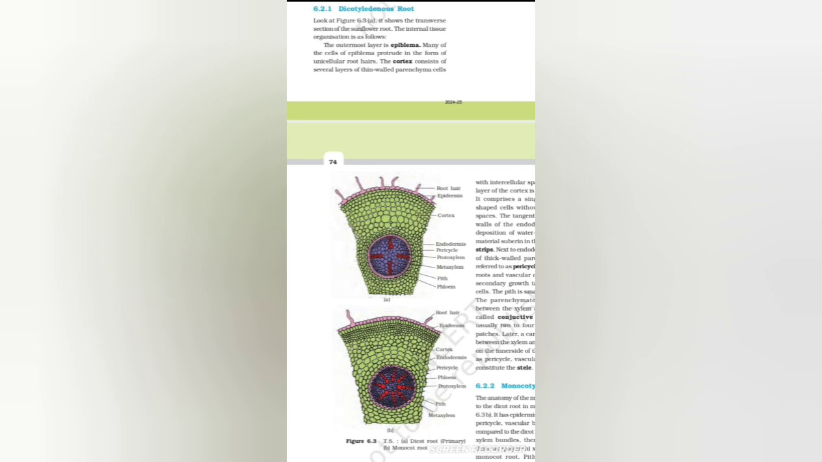Epiblema means the epidermis which is seen in the root system is termed as epiblema. It's an imperfect epidermis. Many of the cells of the epiblema or the epidermis protrude in the form of unicellular hairs. So there is the presence of unicellular root hairs. These root hairs increase the surface area for absorption.